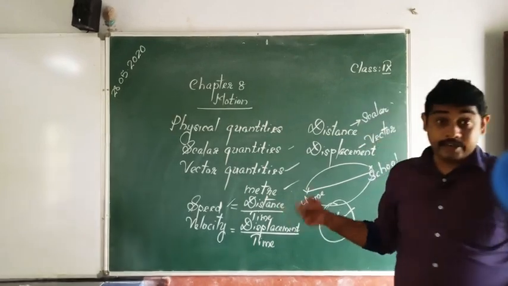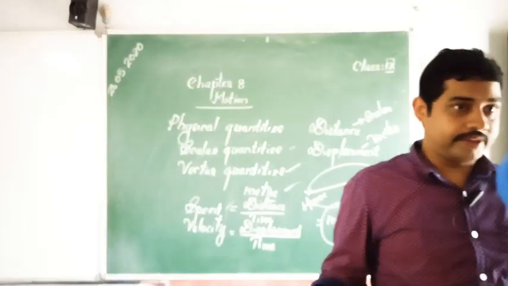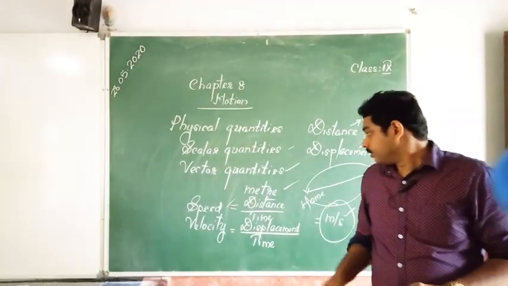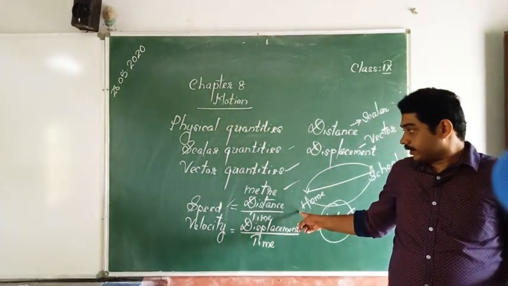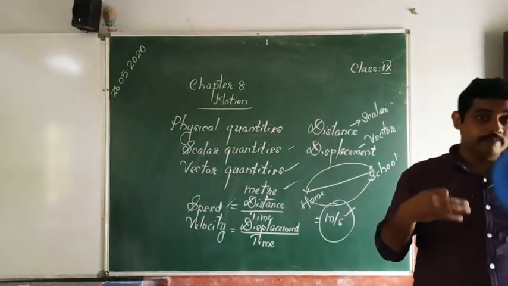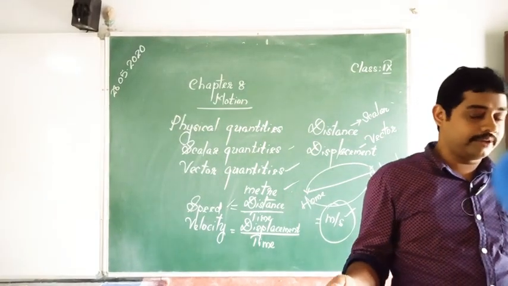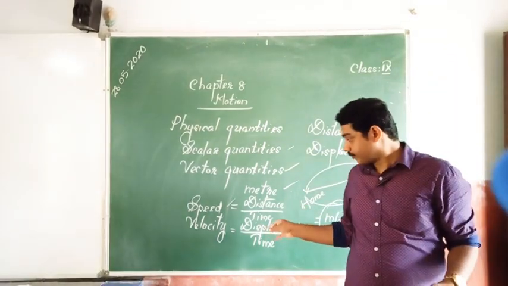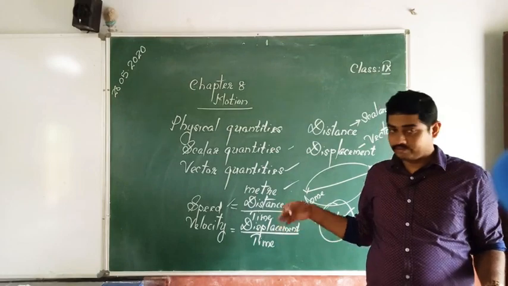Then speed is a scalar quantity, velocity is a vector quantity. Scalar quantities are physical quantities having magnitude only. Physical quantities having both magnitude and direction are called vector quantities.